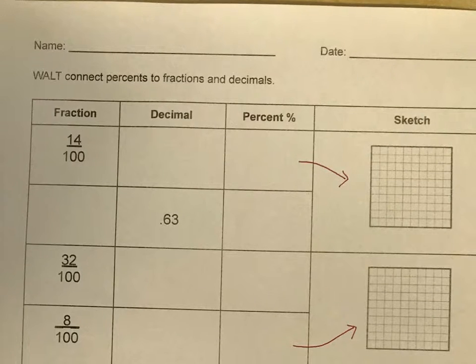So 14 hundredths, we know how to write that as a decimal already. It would be like this. And the percentage would be 14%. Simple. I didn't have enough space to do all of them, but I added a little sketch for each of these. If this is one whole, 14% would look like that, 14 hundredths.